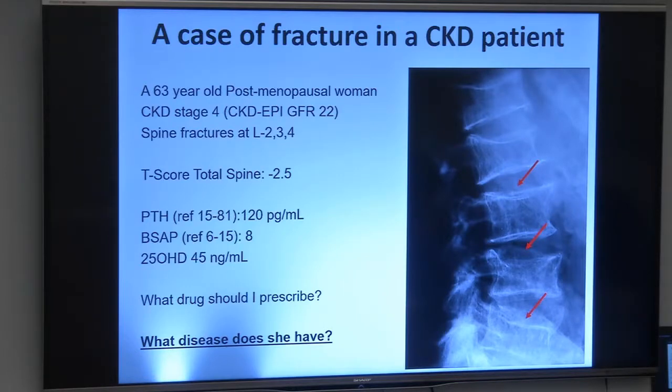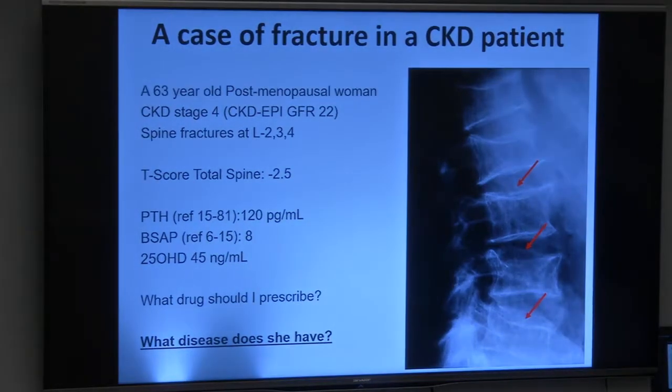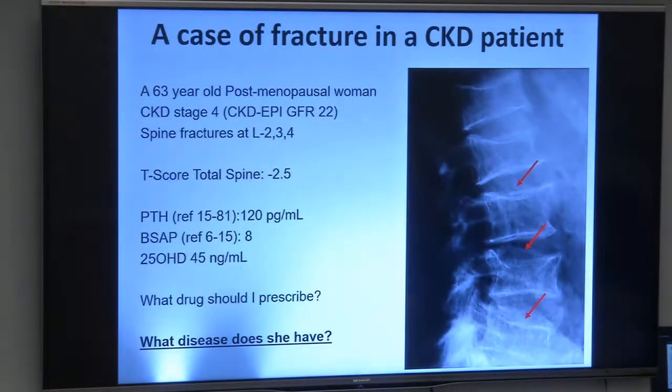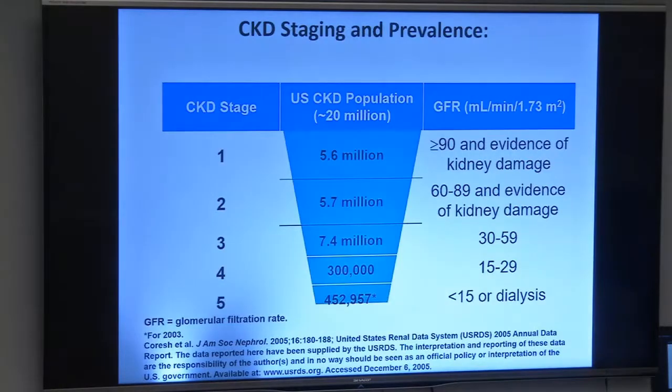She came to me with some biochemical parameters. So she came to me with PTH, BSAP, and a 25D, and I put the reference levels there for you to see where they fall. In the 25D, the target range for CKD-MBD is about 45. And then the questions that you're asking yourself are, how do you want to treat this? So what drug should you prescribe? But then a very important question for CKD-MBD patients is, what disease do they have? What kind of renal osteodystrophy? So we're going to use that case as a springboard.